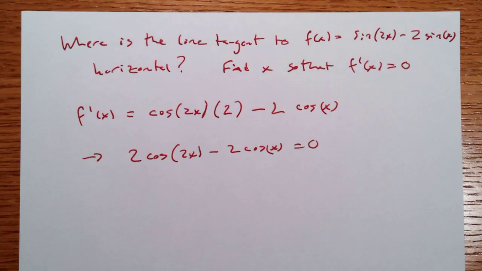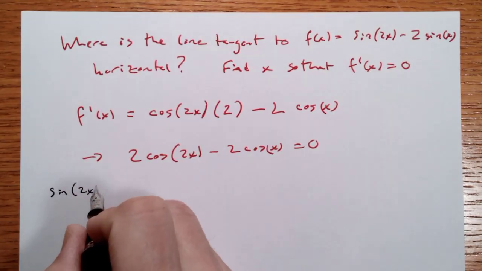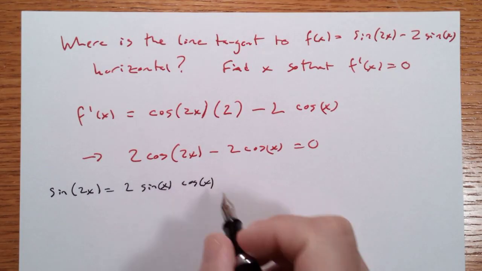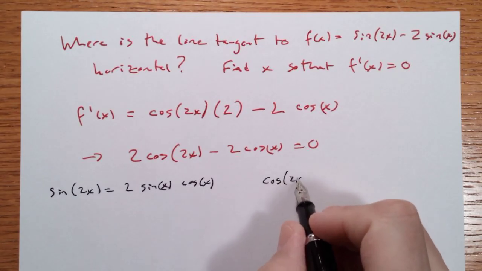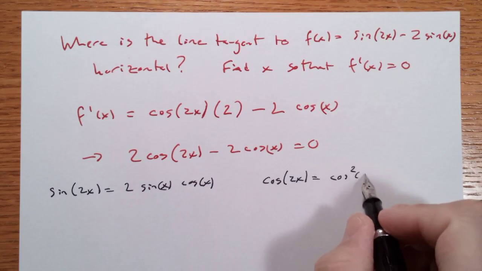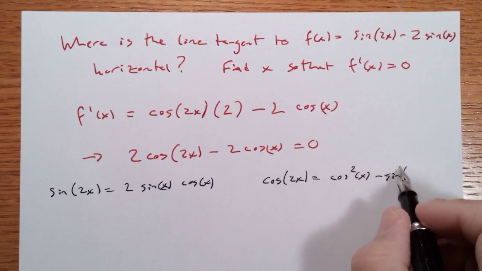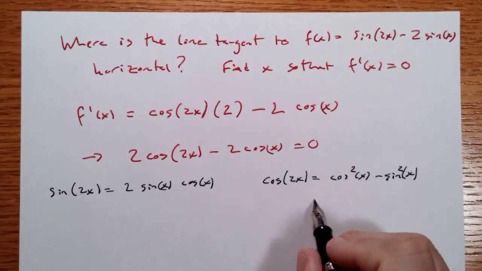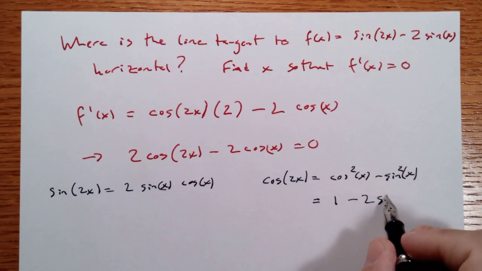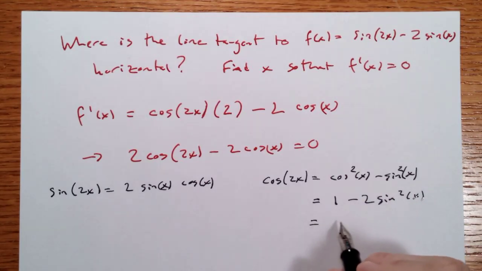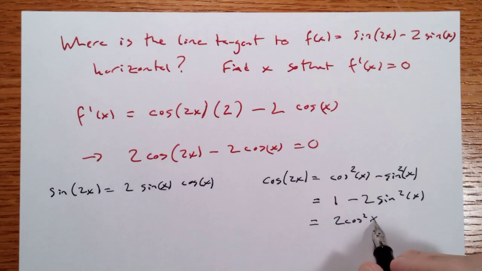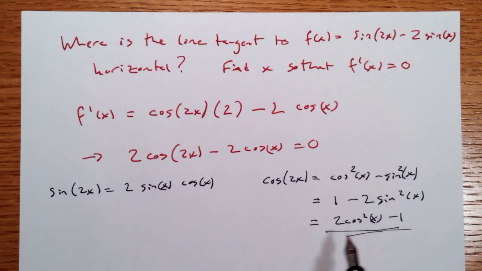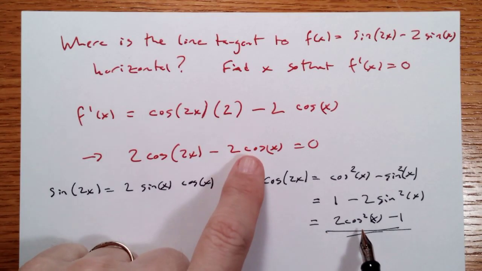The double angle formulas: sine of 2x is 2 sine x cosine x, and cosine of 2x is cosine squared x minus sine squared x. But there are two other versions of this. One that only involves sine squared, and one that only involves cosine squared. Then everything would be in cosine x, wouldn't it?